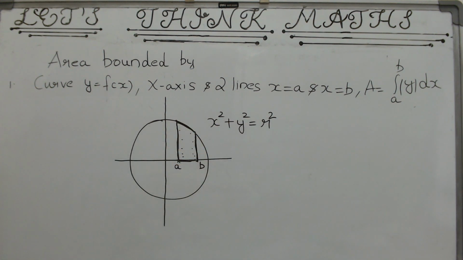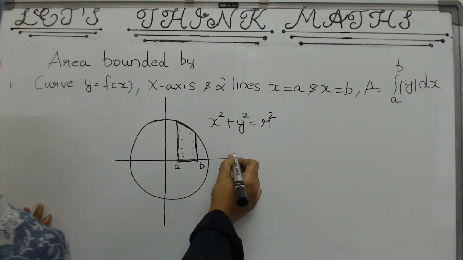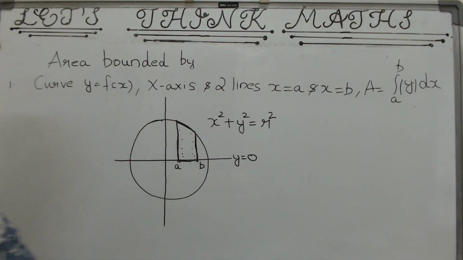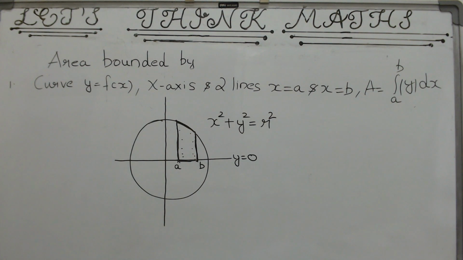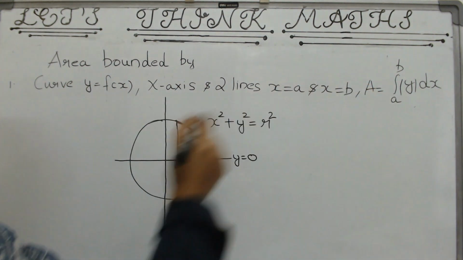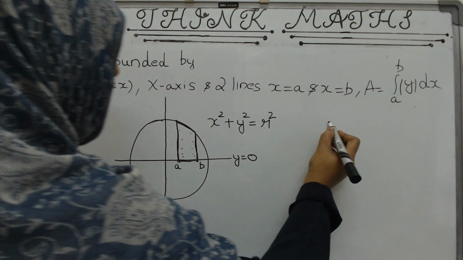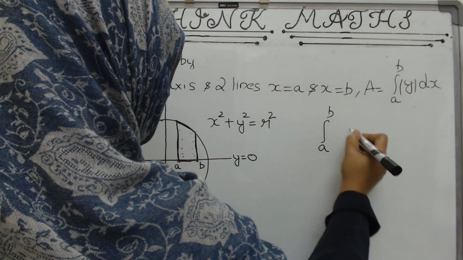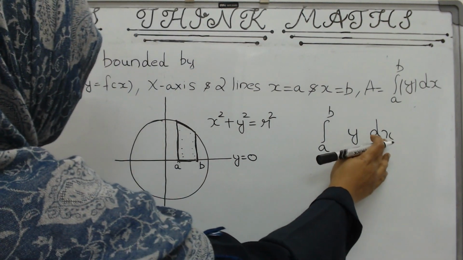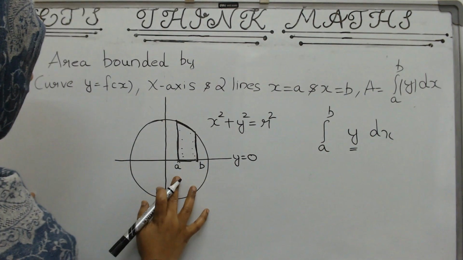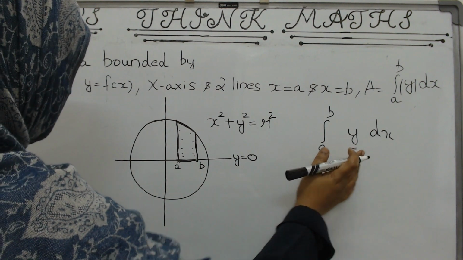So what have we done? We have taken the x-axis. What is the equation of the x-axis? It is y is equal to 0. So what we are going to do is try to get rid of y and make it completely in terms of just x. I have already written down the formula. The formula is the integral from a to b of y dx. But again, you have a y, right? You are integrating with respect to x. The limits are that of x, but still you have a y, right?